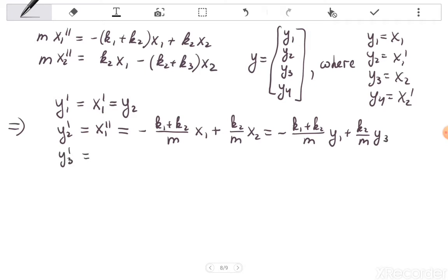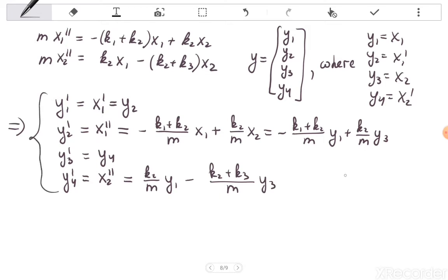y3 prime is x2 prime, which is y4, and y4 prime is x2 double prime, which we can find again from the second equation, which is k2 over m times x1, and x1 is y1, minus (k2 plus k3) over m times x2, and x2 is y3.